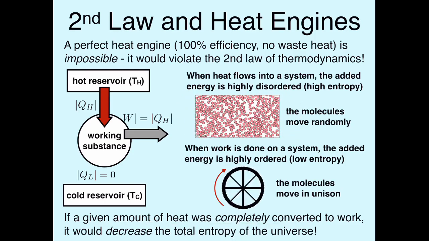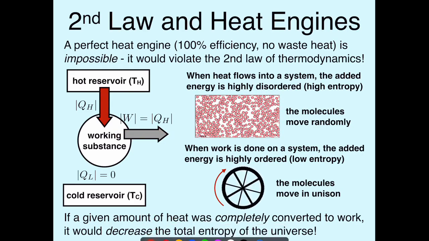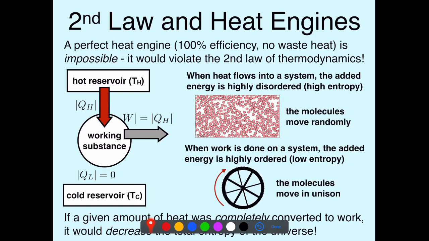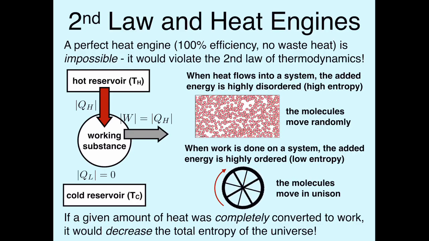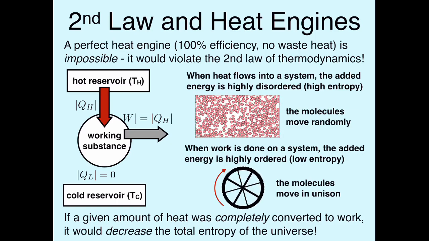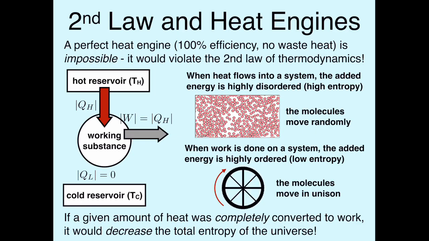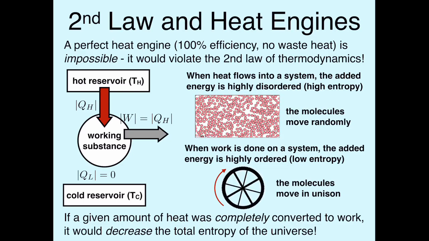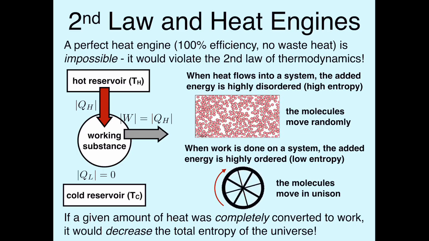And if we're imagining that the heat engine is just taking in heat and converting it all to work, well, that's like saying you're going from highly disordered to ordered. That's like saying you're decreasing the total entropy of the universe, which again is a violation of the second law of thermodynamics. So the second law, now that we've seen it, explains where we started off in this lecture, which is that perfect heat engines that are 100% efficient, don't give off any waste heat, are impossible because they violate the second law of thermodynamics.